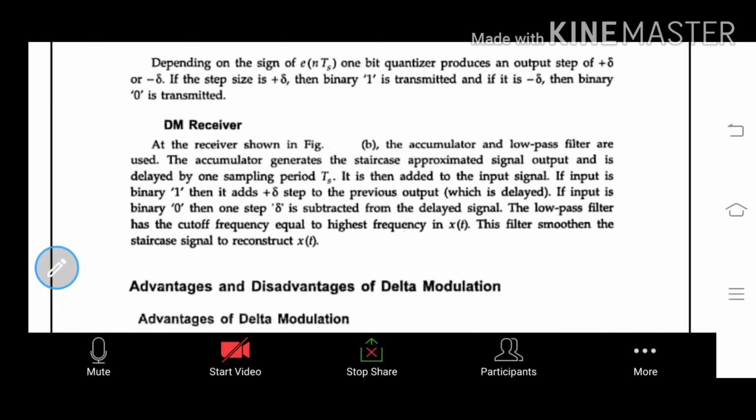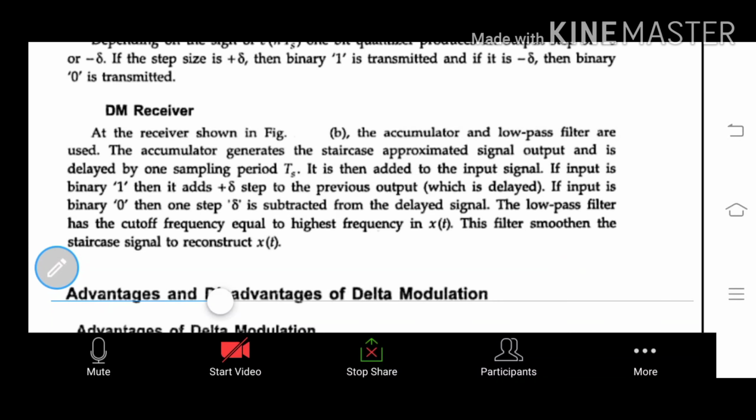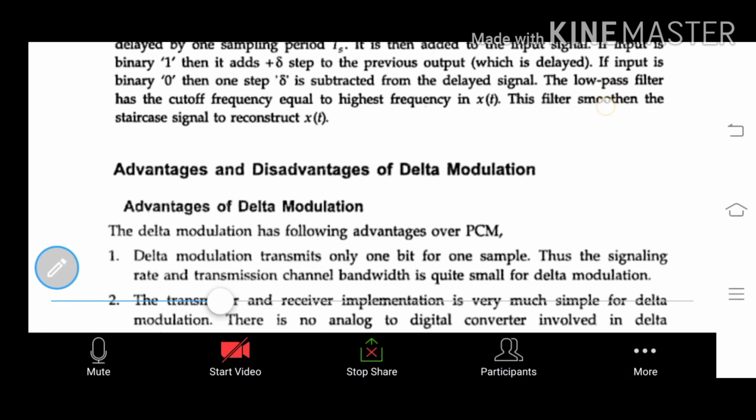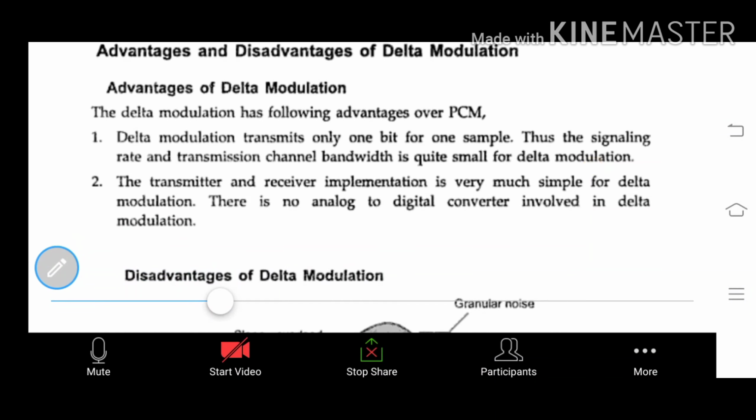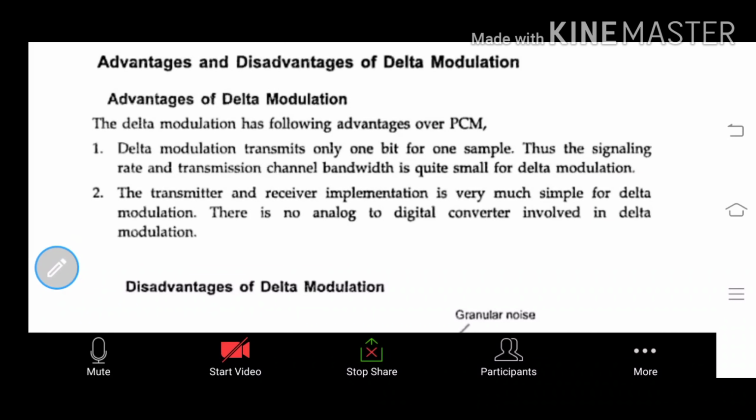That is, we can apply the input signal. That input signal is simply converted to delta modulation with the help of the low pass filter. So this is simply the delta modulator and delta receiver. Both are using digital system devices. And one more thing, we will look at the advantages and disadvantages of delta modulation.